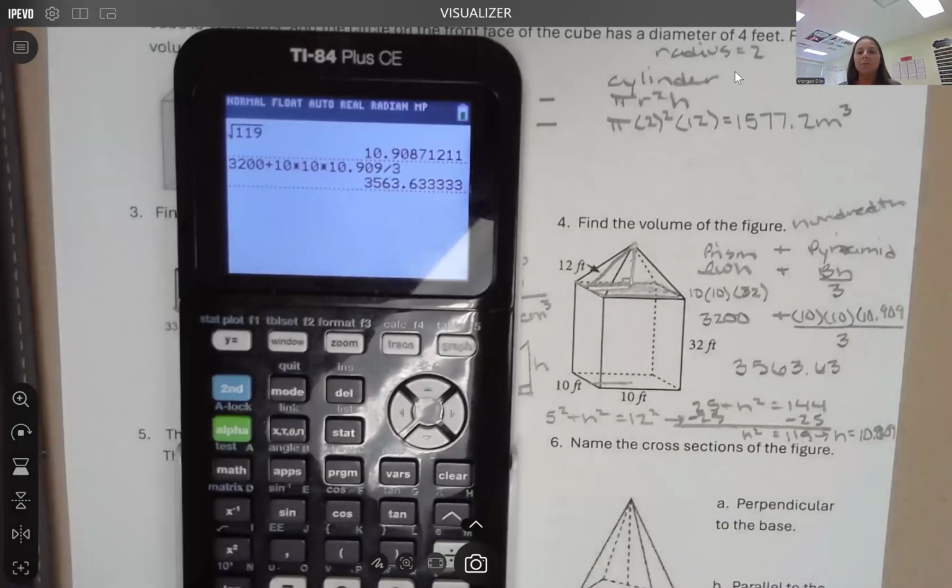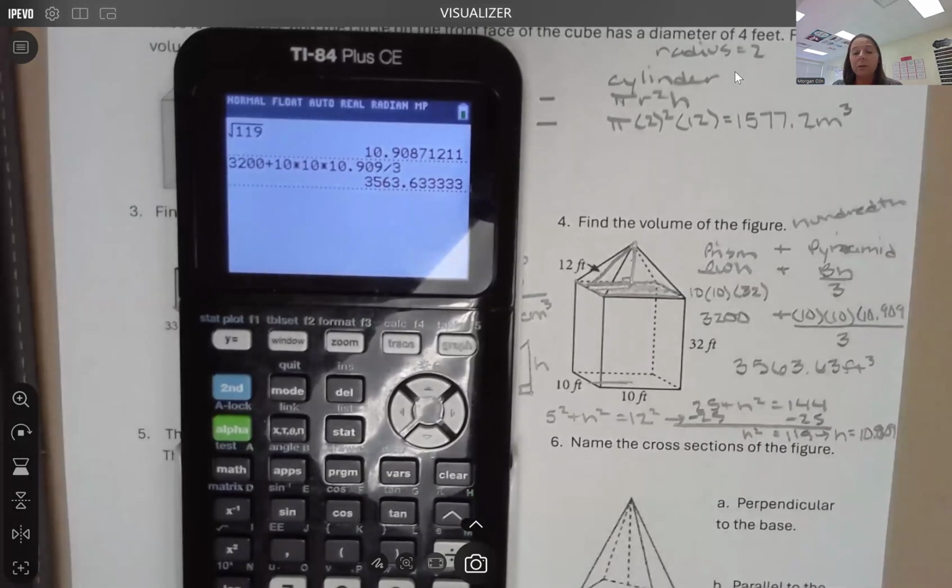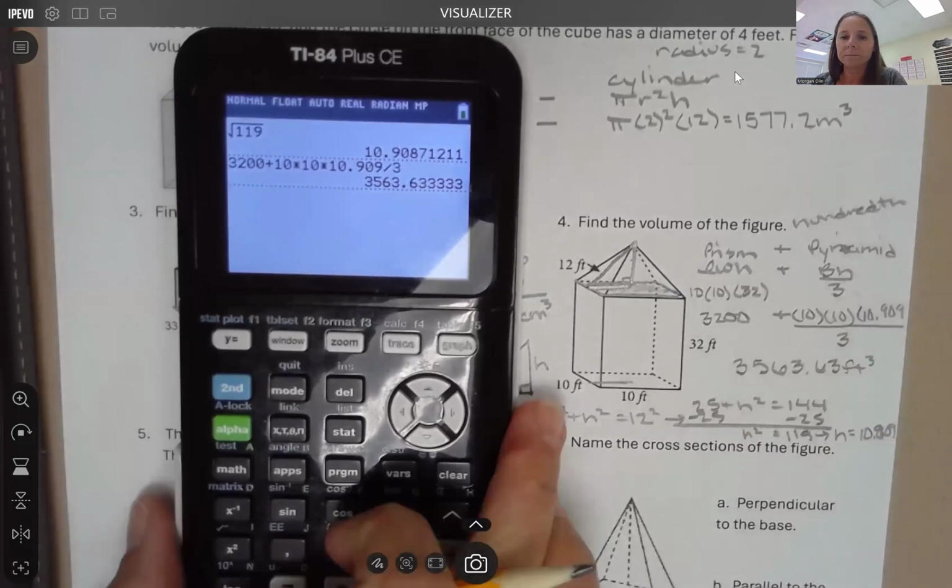So be careful of the missing links. You may have to solve for a missing length at some point. They may not give it to you, and you may have to use the Pythagorean theorem. All right, moving right along.